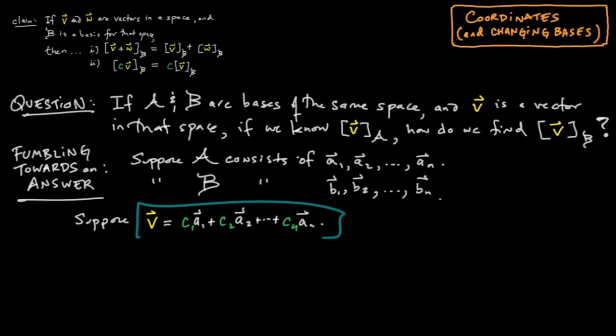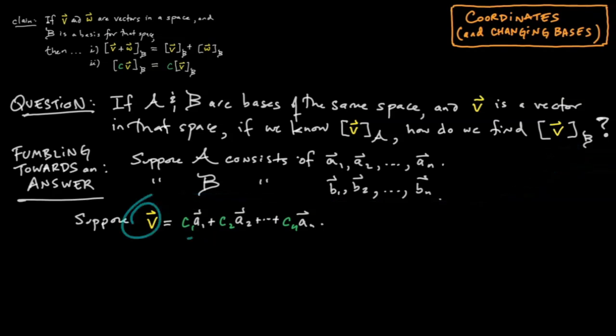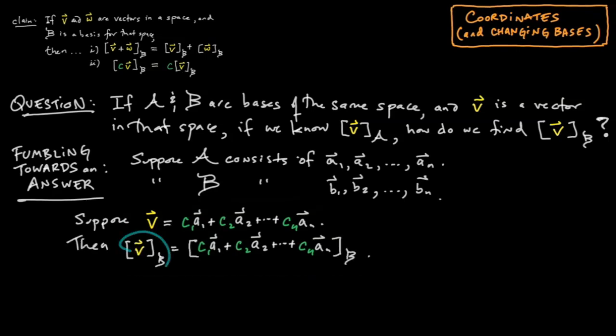Well, after staring at this equation for a while, we might think, well, look, I'm after V's B coordinates. All I want to do is take my raw vector V and slap these brackets with the B subscript on it. And I can do that as long as I do that to both sides of the equation, as any elementary algebra student knows. So if I do that, we get this statement. V's B coordinates, now that's the thing I want, are the B coordinates of this long linear combination.